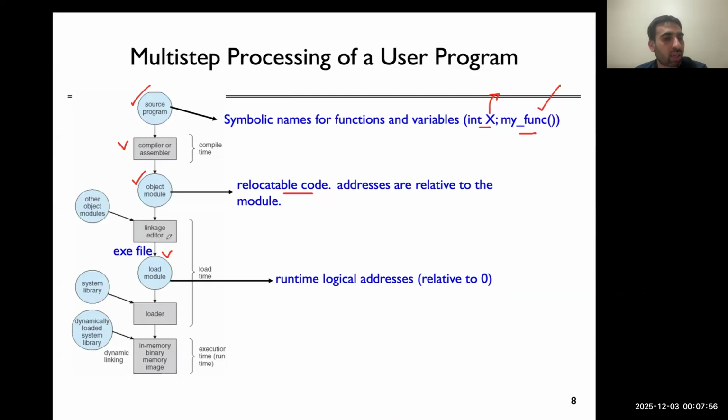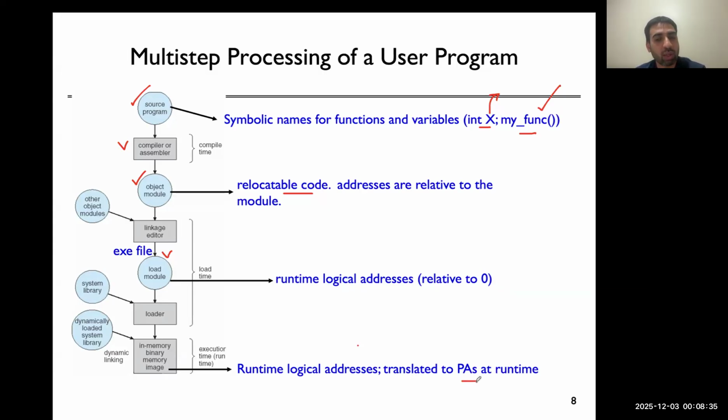At the linker, the single file which is generated by the linker uses runtime logical addresses relative to 0. If you are using execution time binding of the addresses for variables and functions, then your runtime logical addresses will be generated, and those runtime logical addresses will then be translated to the physical addresses during the execution.